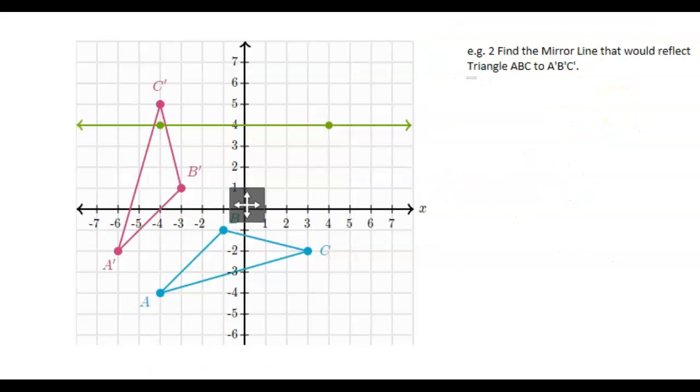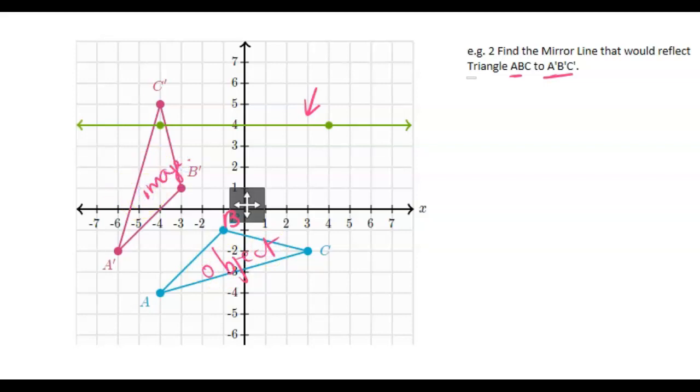Example 2 now. We want to find the mirror line that would reflect triangle ABC to A dash B dash C dash. So this is triangle ABC here, and this is A dash B dash C dash. So we want to say, okay, how are we going to move this green line here so that we could get a mirror line that is in between the two? Now sometimes you will be given questions like this. That is, you're given the object, you're given the image, and you're not given the mirror line.